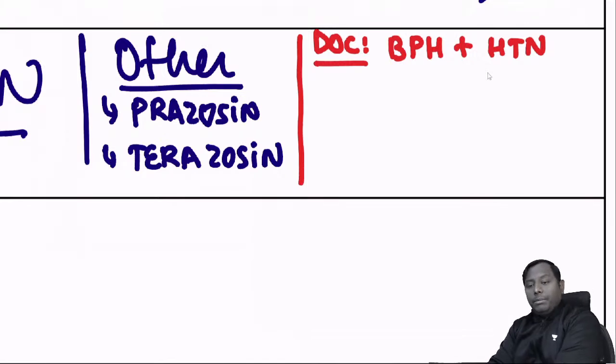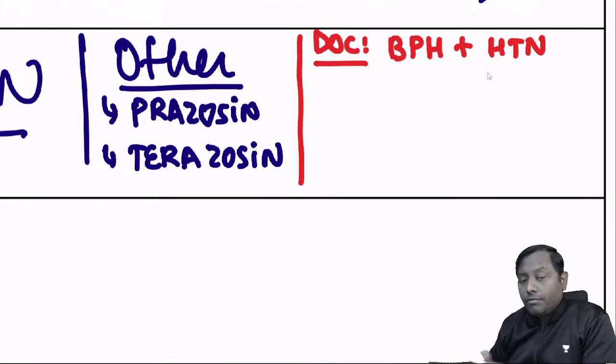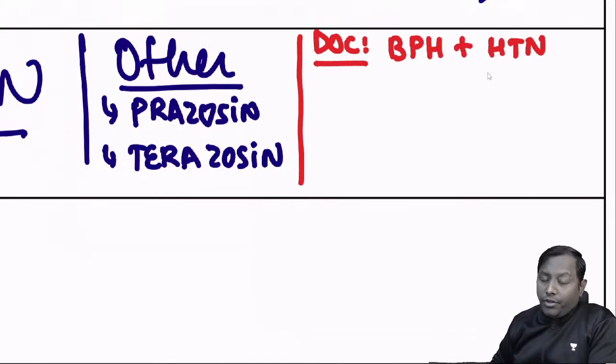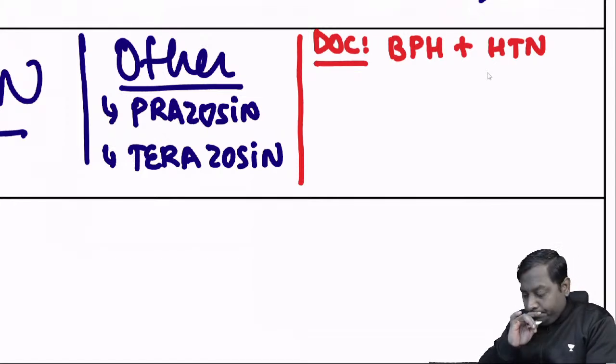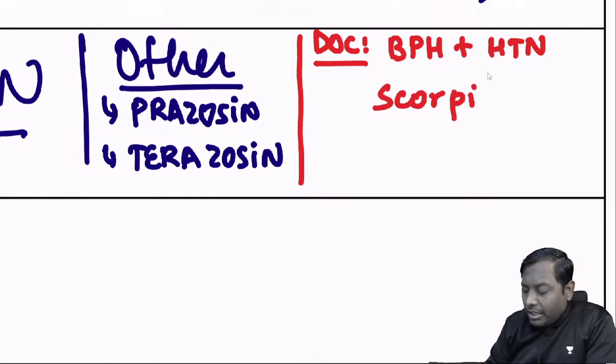But if there is only BPH, the patient is having only a history of benign prostatic hypertrophy, we will be giving the drug of choice as tamsulosin. They will also be preferred as a drug of choice in a patient with a scorpion bite, which was asked in the 2022 NEET PG examination.